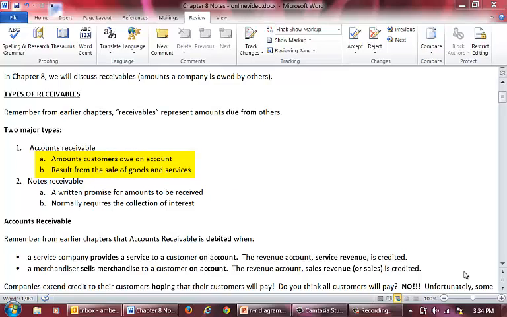It results from the sale of goods and services to customers on account. Remember from earlier chapters that accounts receivable is debited when a company provides a service to a customer on account. The appropriate credit is to service revenue. Accounts receivable is also debited when a company sells merchandise to a customer on account. The appropriate credit is to sales revenue.